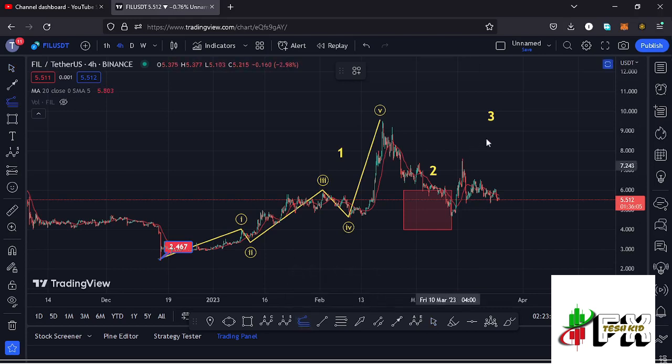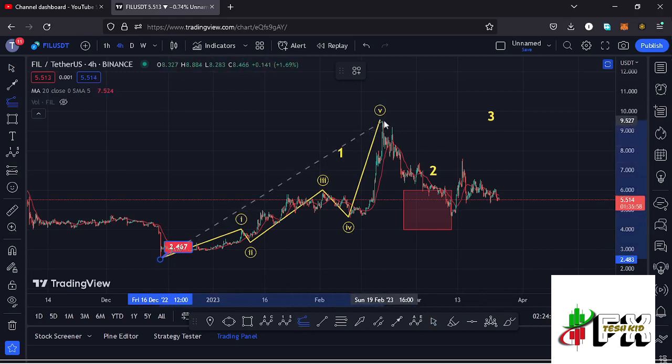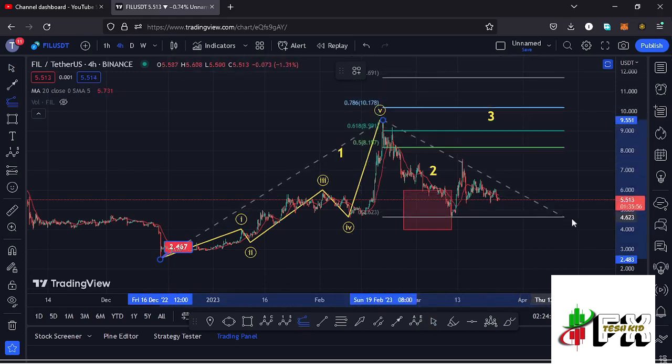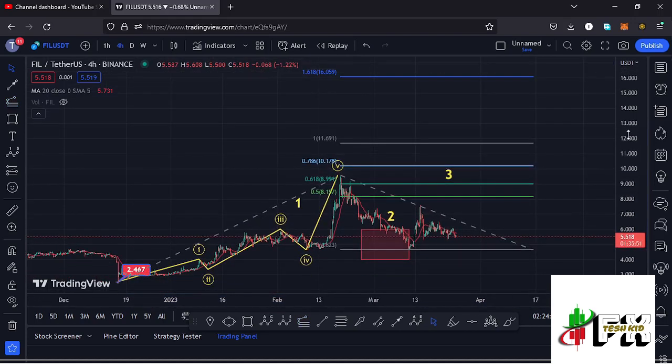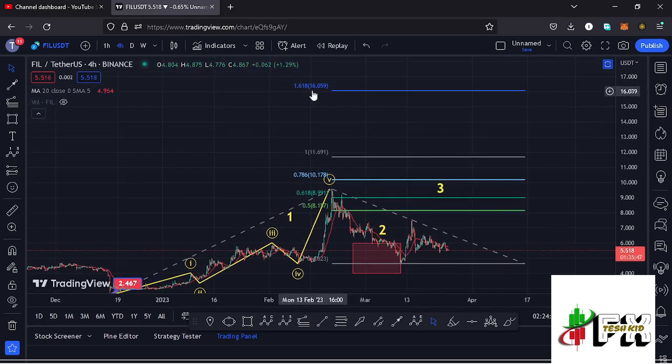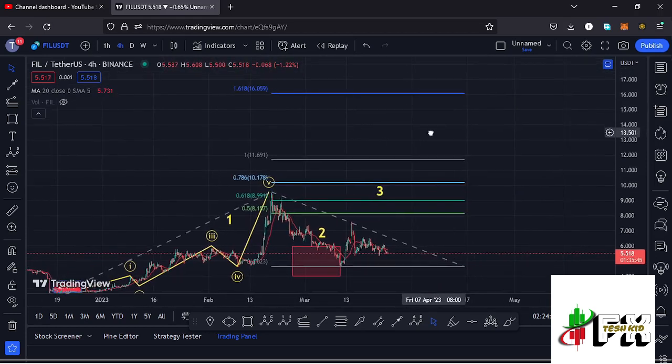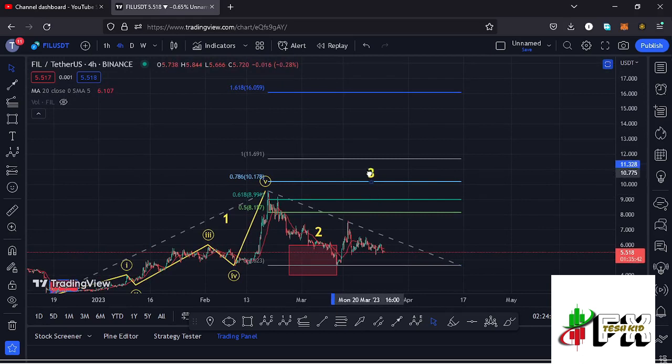Allow me to first sketch out a target area to the upper side in the formation of this wave 3 by connecting the trend-based Fibonacci from the low of the first wave to the high of that wave 1, then dragging the fibs to the low of the second wave. And that now gives me a minimum target area to the upper side in the formation of that wave 3 at the fib level 1.618, and that is at around the $16.059 mark, and that is the minimum that I'm expecting this higher Elliott wave count 3 to the upper side to do.